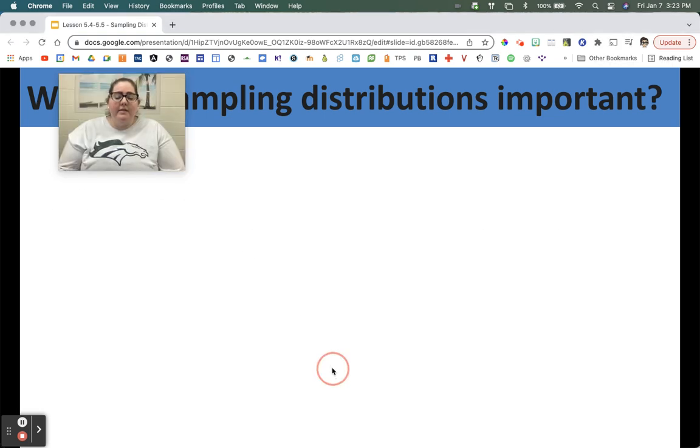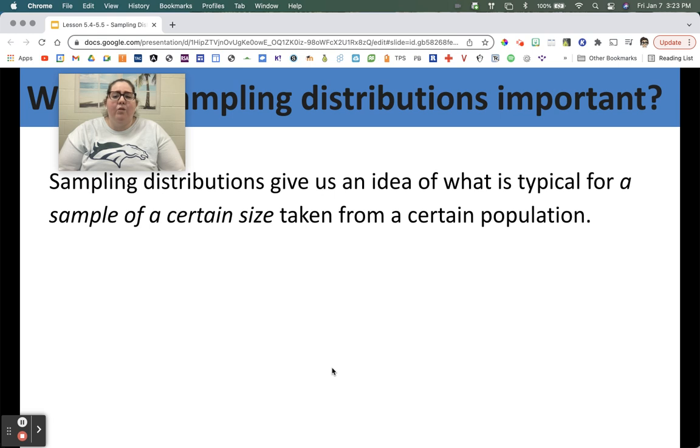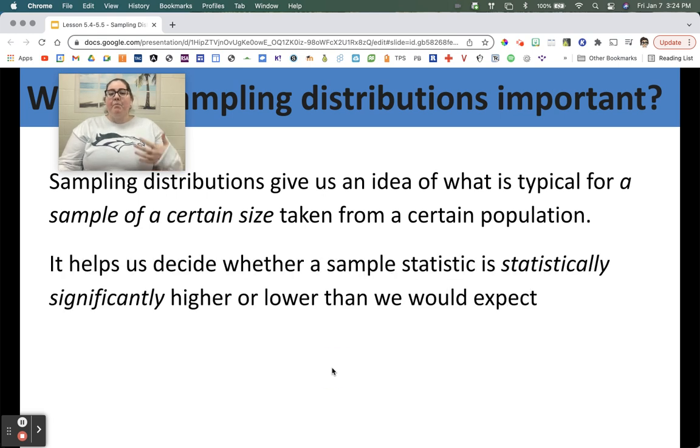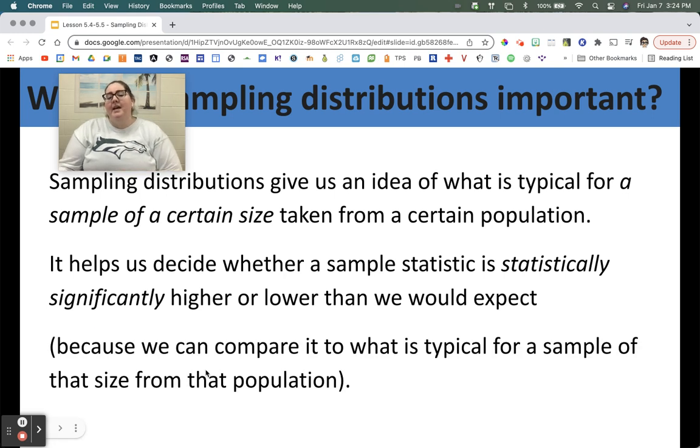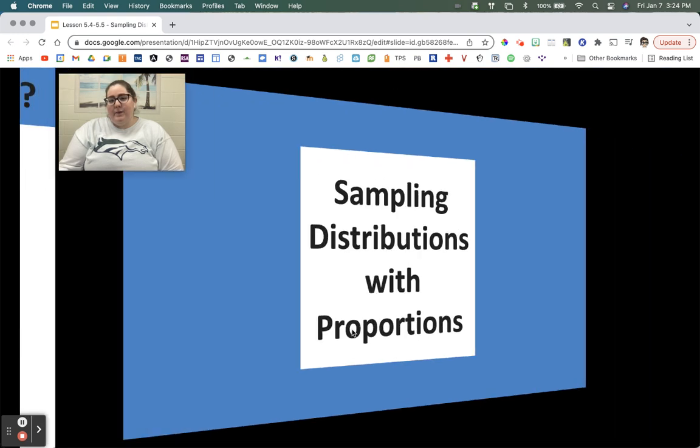Why are they important? Well, a couple of reasons. One is that they give us an idea of what is typical for a sample of a certain size taken from a certain population. So if I want to know whether a certain sample mean or proportion that I got is considered out of the ordinary, a sampling distribution tells me what I can expect, and that would tell me whether my sample mean or proportion is significantly higher or lower than what I would expect. It helps me compare it to what is typical. We'll see some examples of that as we go through.